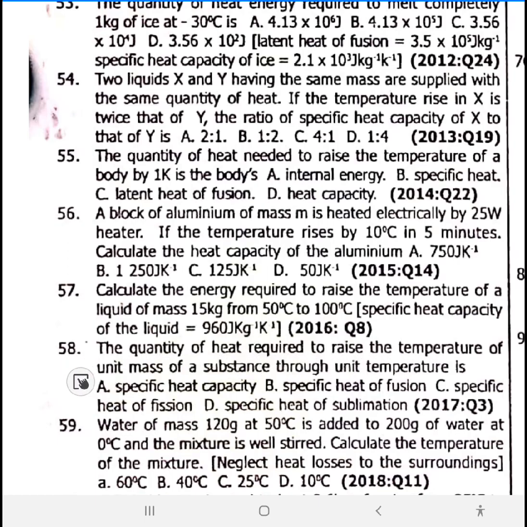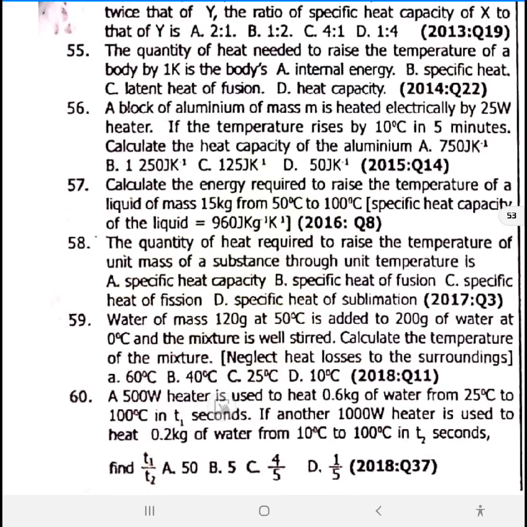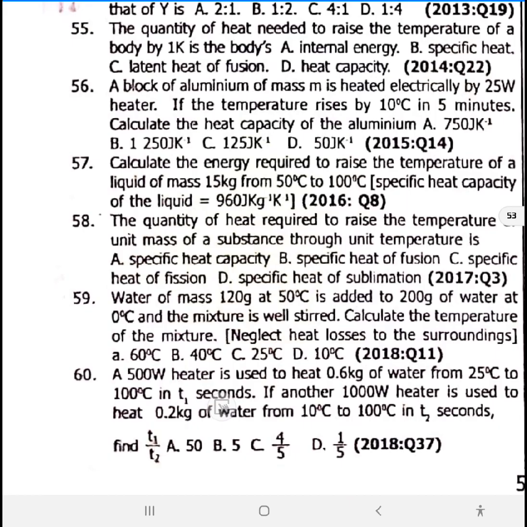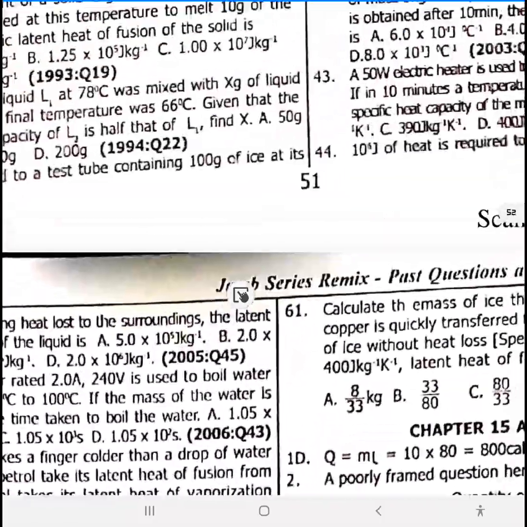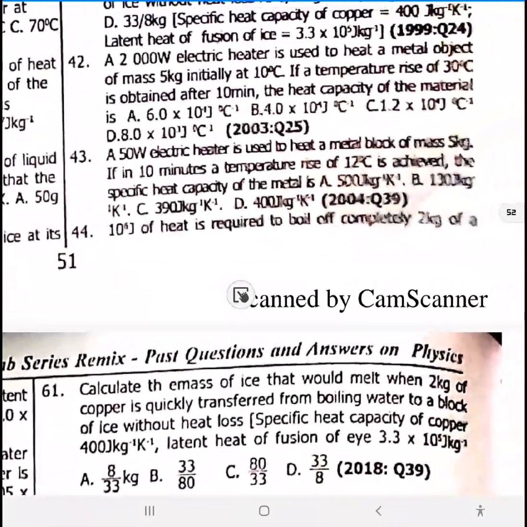58. The quantity of heat required to raise the temperature of unit mass of a substance through unit temperature is specific heat capacity. 58 is option A. When you hear unit mass, unit temperature, it's specific heat capacity. But when you hear raise the body's temperature, it's just the heat capacity. 61 has to do with calculation.